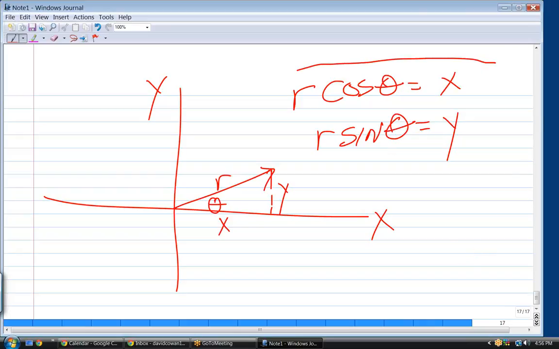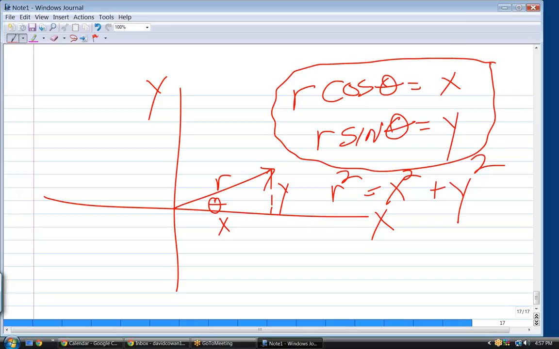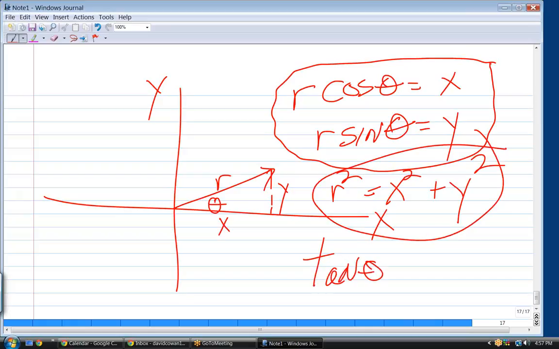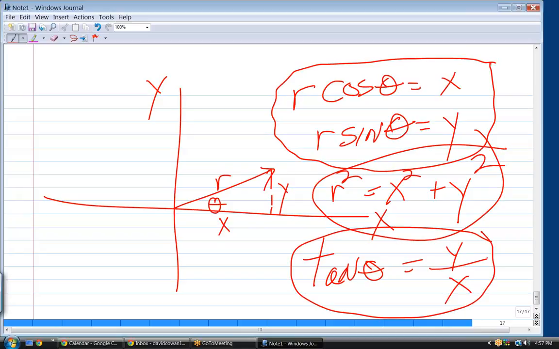So here are your most basic identities to translate between rectangular and polar. There's another one. There's a right triangle there, so I also know that r squared equals x squared plus y squared. And there's your 3 right there. And one last thing that I know is tangent of theta equals y over x. So these 4 things you have to know to go back and forth between polar and rectangular.